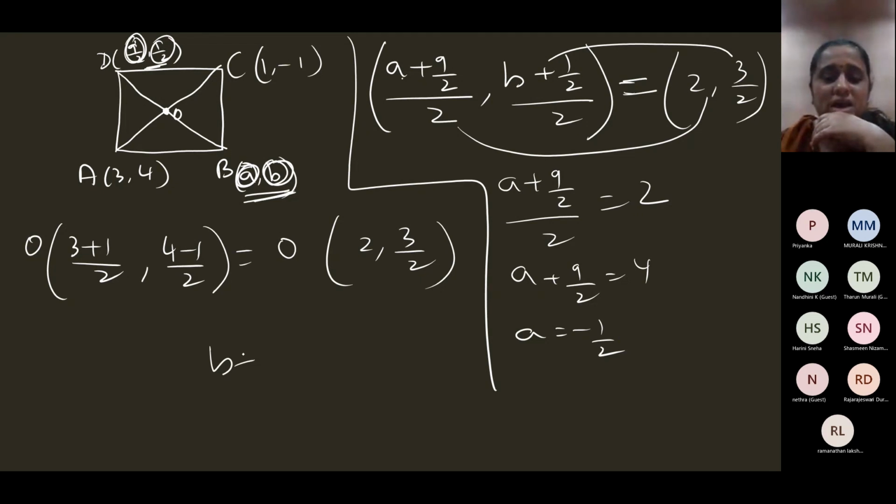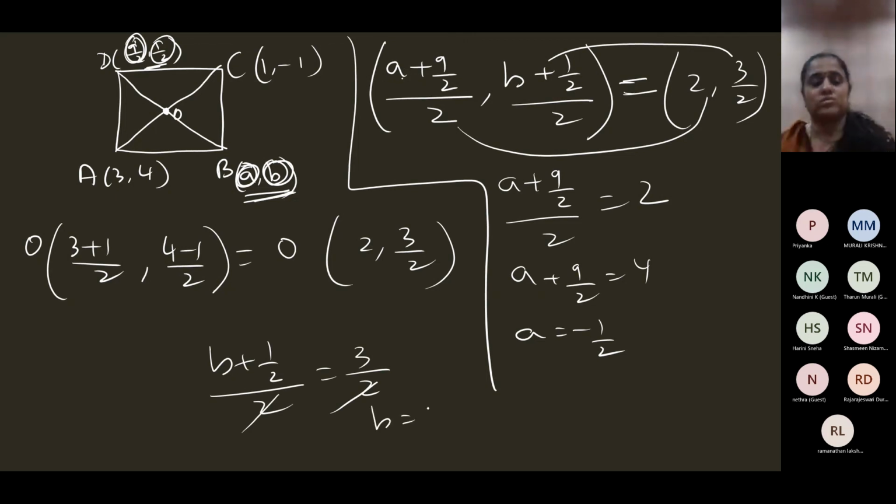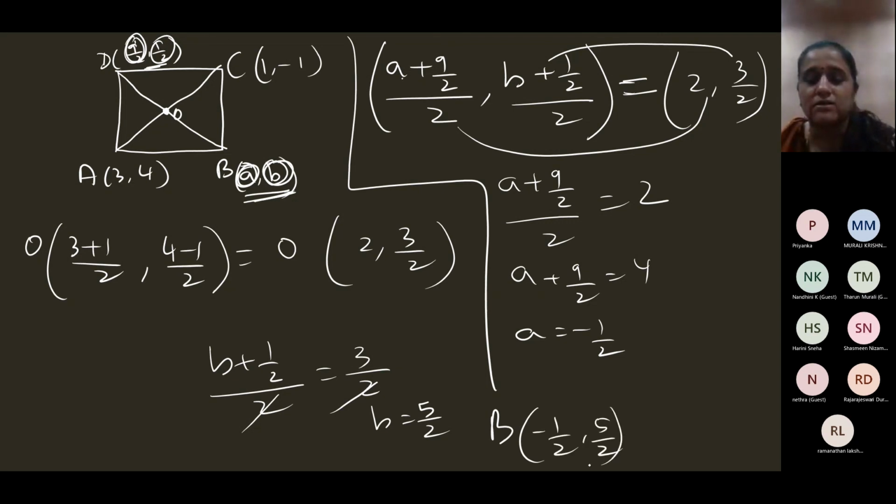Again, B plus half by 2 is equal to 3 by 2. So 2 on either side gets cancelled. So B is equal to 3 minus 1 by 2, which is 2.5, 5 by 2. So the coordinates of B are minus half, 5 by 2. Let's see if I'm right. Yeah, minus half, 5 by 2.